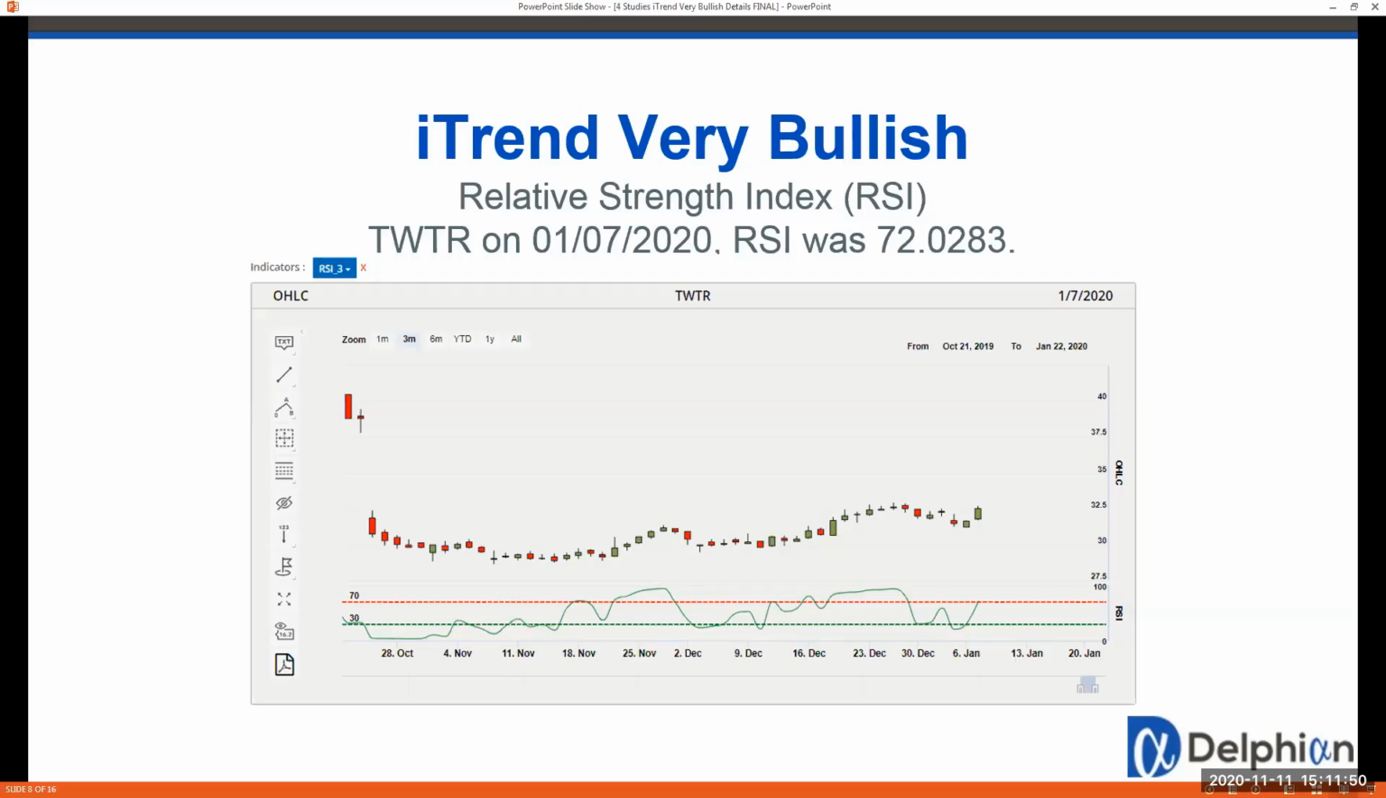So we can see on this chart, I'm showing you Twitter again on 1/7. Here's 1/7, the RSI, 72.0283. So you can see this is our RSI just barely above that red line, which is the 70. So again, you can see here a 30 and a 70 is mapped out on the chart when we pull in the RSI, because that's just the standard.